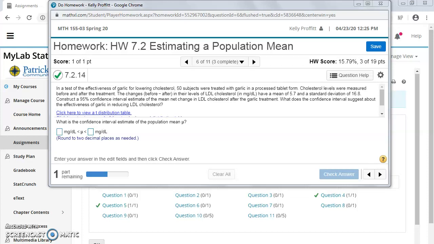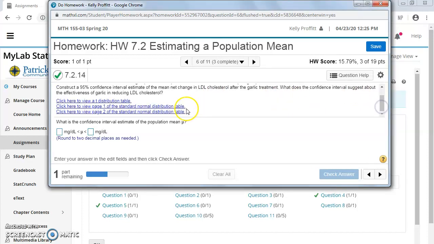The changes, which they calculated as before subtract the after, in their levels of LDL cholesterol in milligrams per deciliter have a mean of 5.7 and a standard deviation of 16.8. Construct a 95% confidence interval estimate of the mean net change in LDL cholesterol after the garlic treatment. And then they want you to answer the question, what does the confidence interval suggest about the effectiveness of garlic in reducing LDL cholesterol?